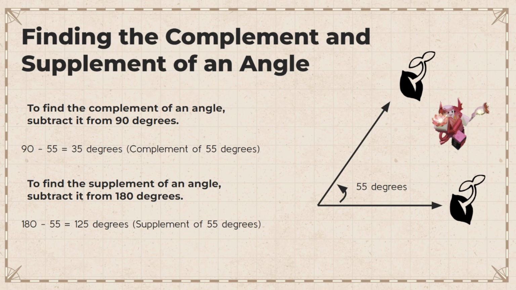Say that the enemy vine step placed two sprouts and you are a slingshot shooting at one of the sprouts. Once the first sprout is gone, you turn to get rid of the second one. This turning can be represented as an angle. In this case, it is an angle of 55 degrees. To find the complement of the angle, we subtract it by 90. So in this case, 90 minus 55 is 35 degrees. Then, to find the supplement of the angle, we subtract this angle by 180 degrees. So in this case, 180 minus 55 is 125 degrees.